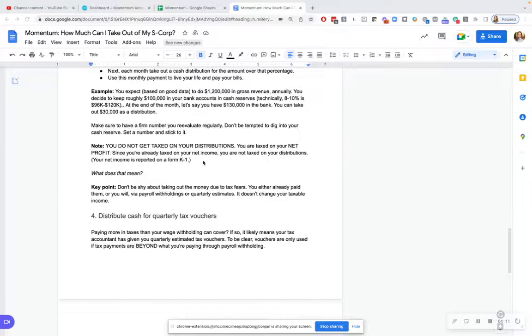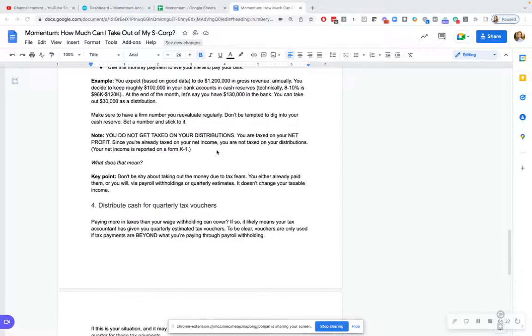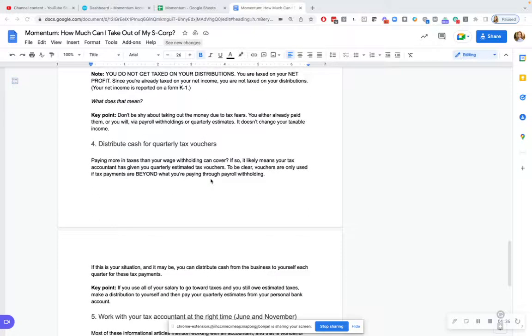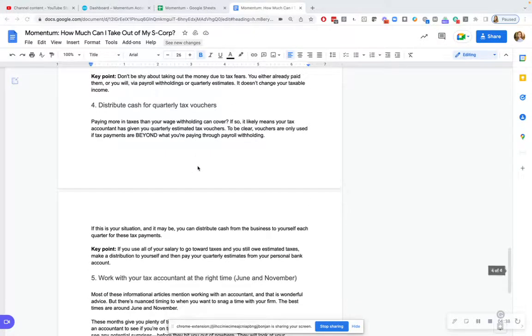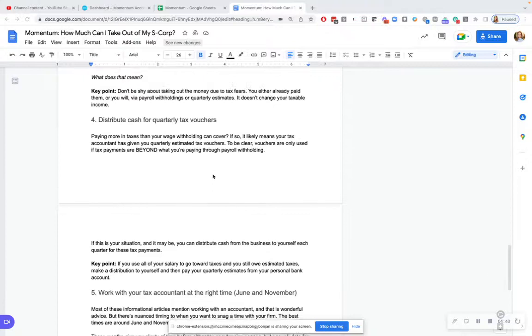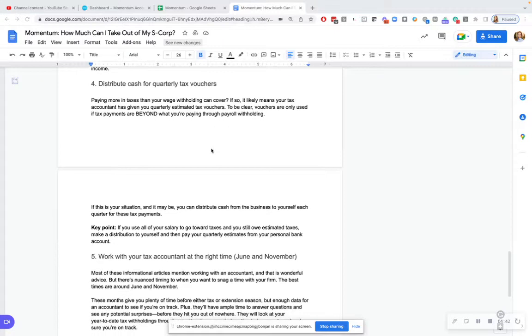And just a note here, you do not get taxed on your distributions. You're actually taxed already on your net profit. So when you look at your profit and loss statement, your year-to-date net income, that's what you're being taxed on, plus your wages. So basically that net income gets reported on a K-1. Then you have your W-2. Those get added together and you're taxed on those. So don't worry about taking money out in the form of distributions because you think it's going to create more tax liability for you. It does not matter if you take money out or don't.